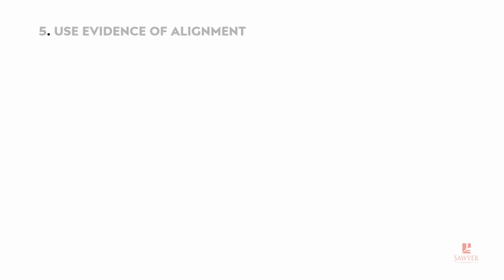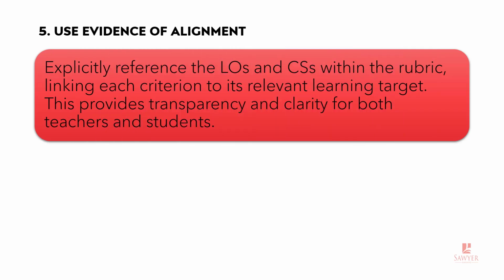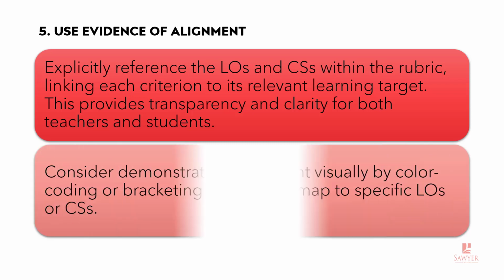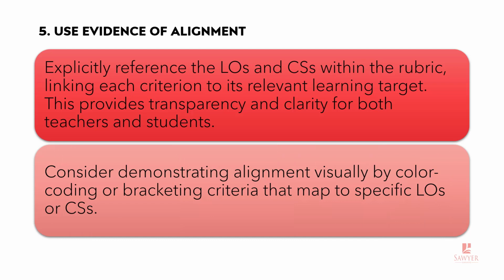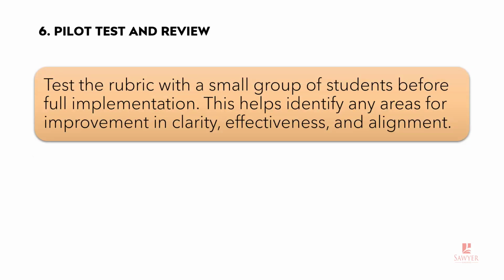Okay. Number 5, the 5th step is to use evidence of alignment. And of course, I've already done this for you. It's going to be easy for you if you make rubrics from your outcomes. You just put the outcome at the top, and it's aligned. It shows that it's aligned. So if you're using the outcomes that I've given you, this step is already done for you. And then, of course, consider demonstrating alignment visually by color coding or bracketing criteria that map to specific learning outcomes or curriculum standards.